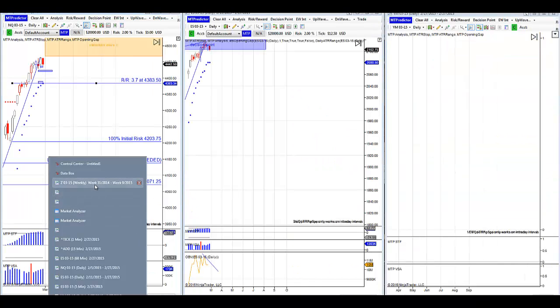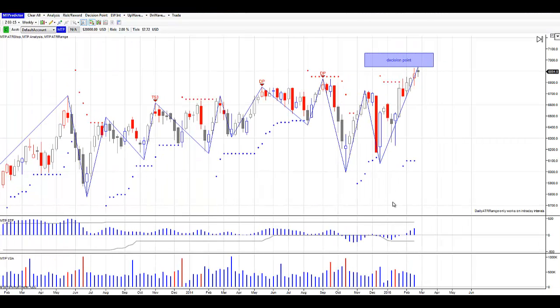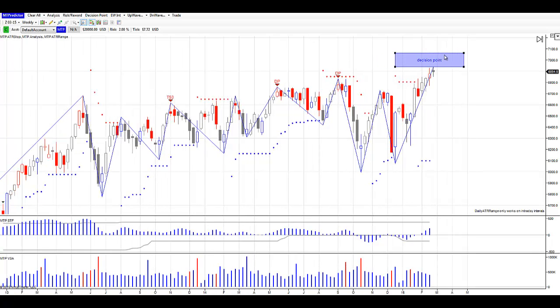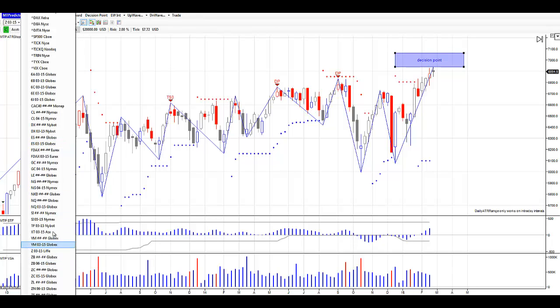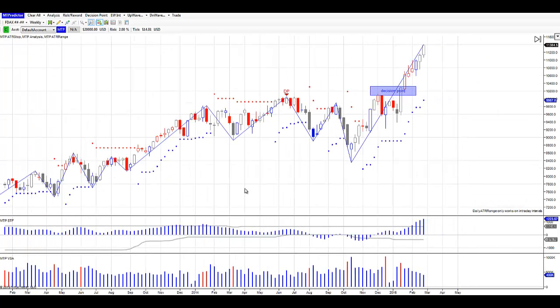Just want to take a peek too at the FTSE. And the FTSE also just hit its DP resistance level here. Let's look at the DAX. Again, we may see the European markets outperform the U.S. markets this year, as the European Central Bank is set to start the QE this month.